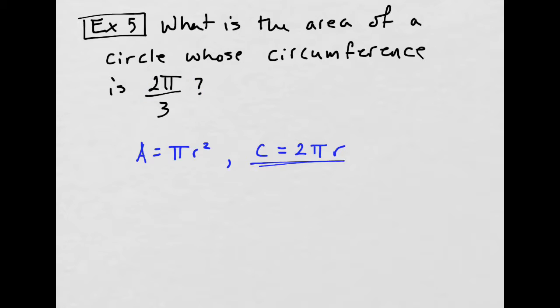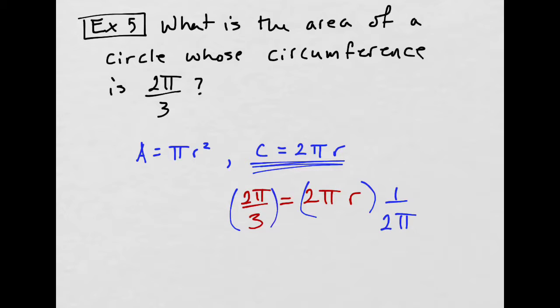So we're going to start with the circumference formula because it's telling us the circumference. So I'm going to say we have 2 pi over 3. That's what C is, and that's going to be equal to 2 pi times r. So I'm going to solve for r. All I have to do is divide by 2 pi. So that's the same thing as multiplying by 2 over pi.